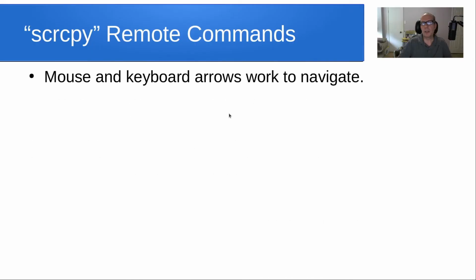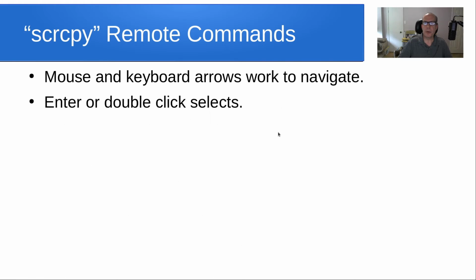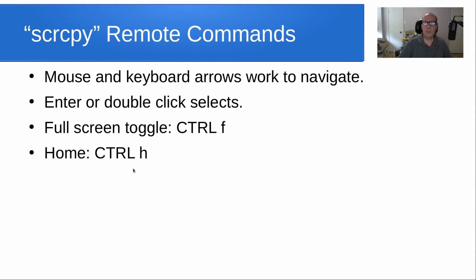So mouse and keyboard arrows work in scrcpy in order to navigate. Enter or double click can select something on the screen. And full screen you can get by doing a Control F, and it's a toggle, either full screen or not full screen on your computer monitor, so you can look at your Fire TV or phone full screen. Home is a Control H, that's equivalent to hitting the home key on your Android device. And back is Control B, that goes back to the previous screen.